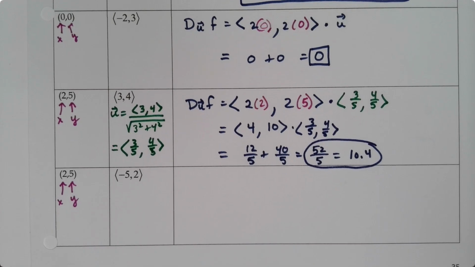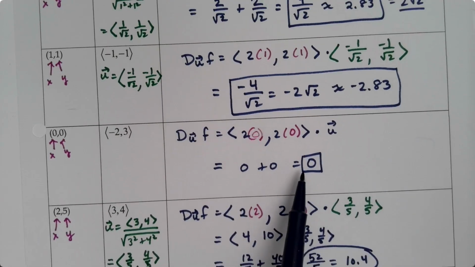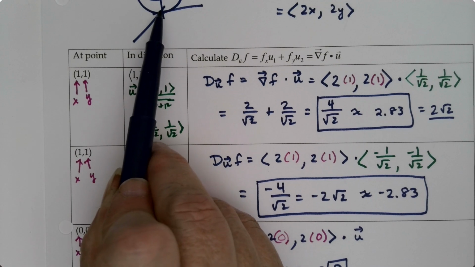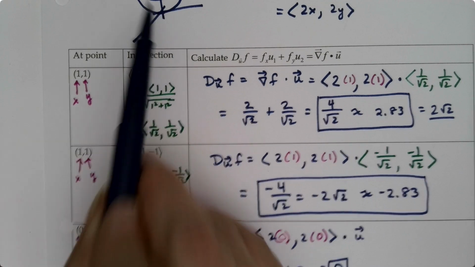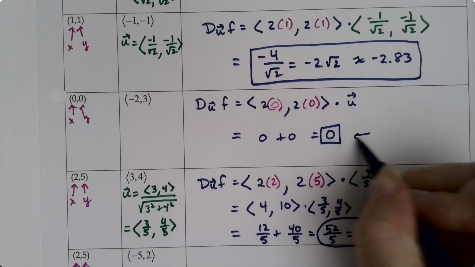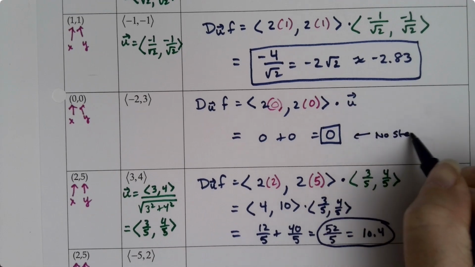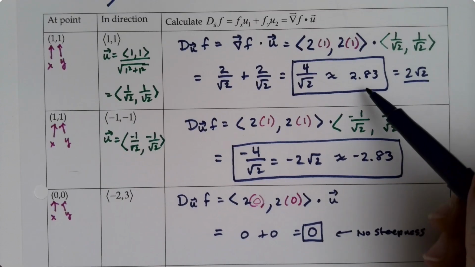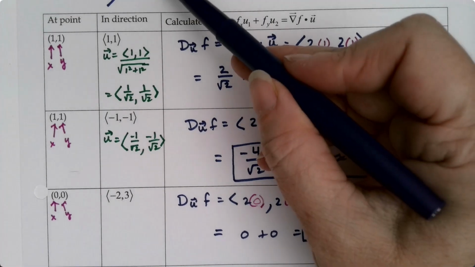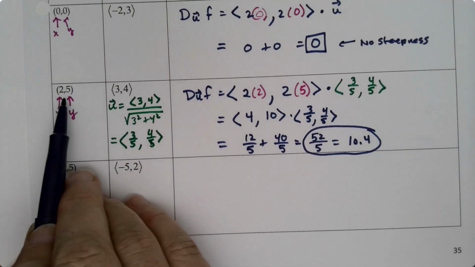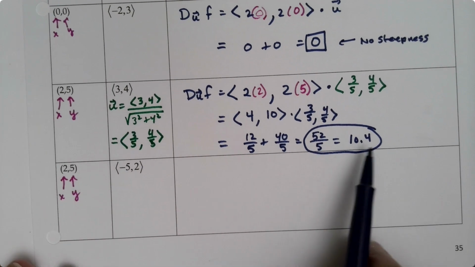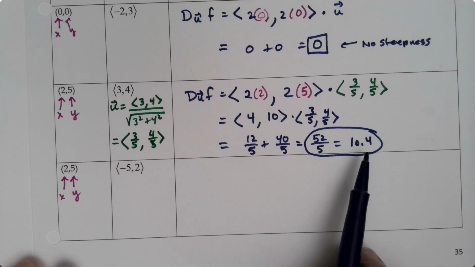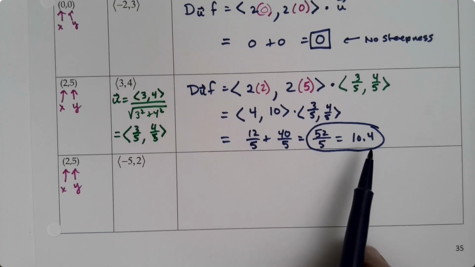Very steep, right? So at the origin, you're at the bottom of the bowl. There's no steepness. That's what's happening there. No steepness, right? These are pretty steep. The ceiling above your head's pretty steep at 1, 1, go in one direction, go in the other direction. And then this one at 2, 5 and heading in that direction, it's getting real steep above your head. The ceiling above your head's getting higher and higher.